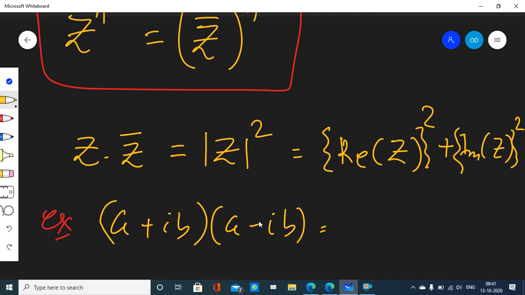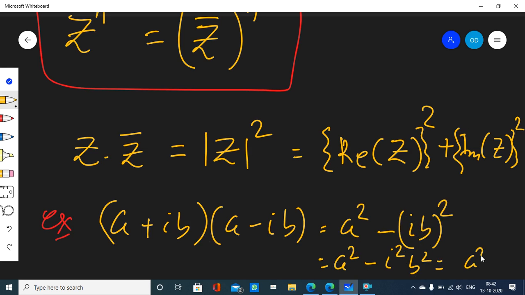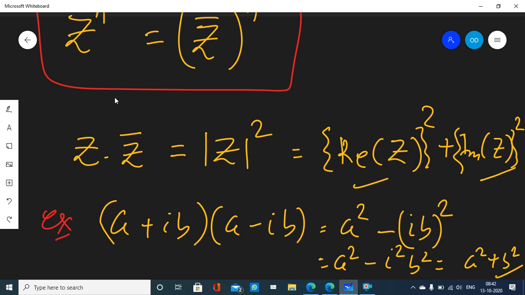a squared minus (ib) squared, like x plus y into x minus y is x squared minus y squared. So a squared minus i squared into b squared. I squared is minus 1, so it becomes a squared plus b squared. Clear? And what is a? a is the real part of Z, and b is the imaginary part of Z. Clear?